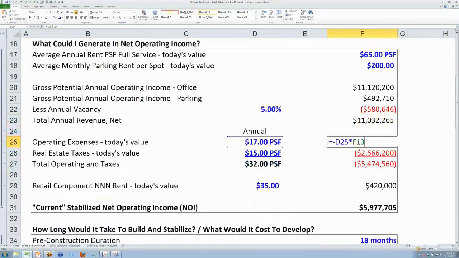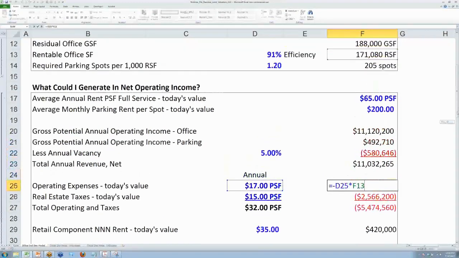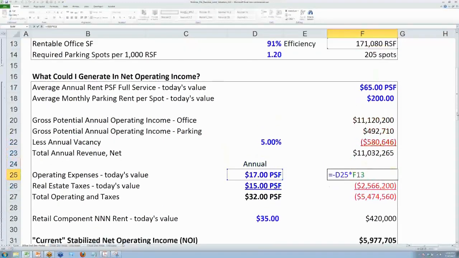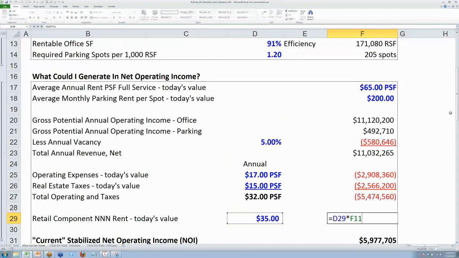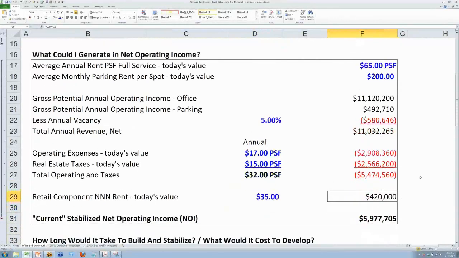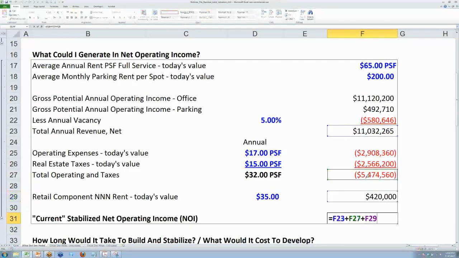And we do the same thing for the operating expenses, because we need to get to an NOI, or net operating income number. And so we have some estimates there and apply those against the rentable and total those up. For the retail, we say, well, we have 12,000 square feet. On average, we're going to get $35 on a triple net basis, so this would be our net operating income. And so when we sum the 11 million minus 5 and then the 420, this is what we can call the current stabilized net operating income.